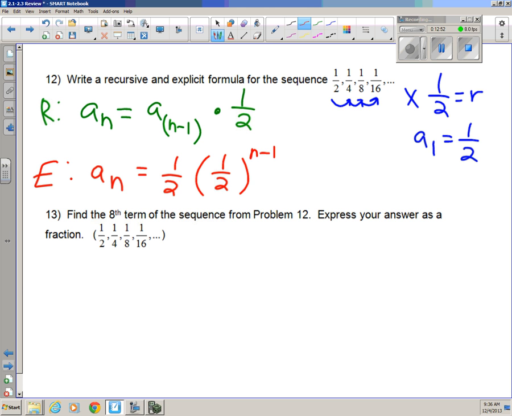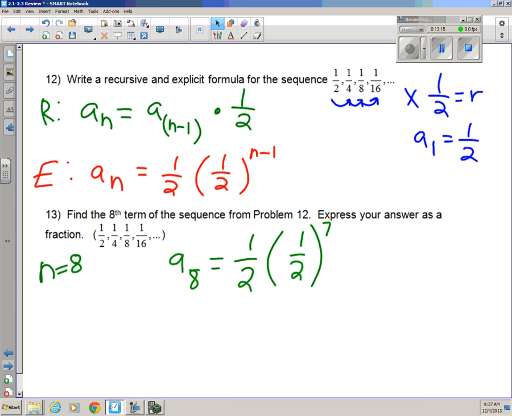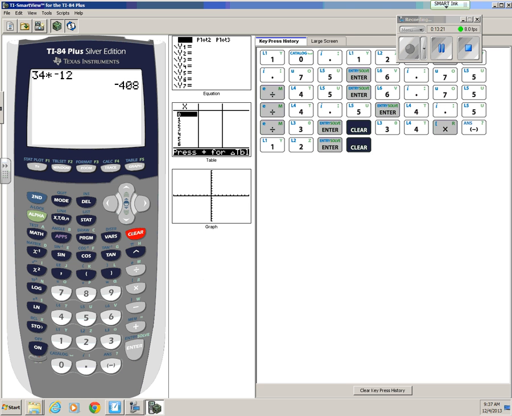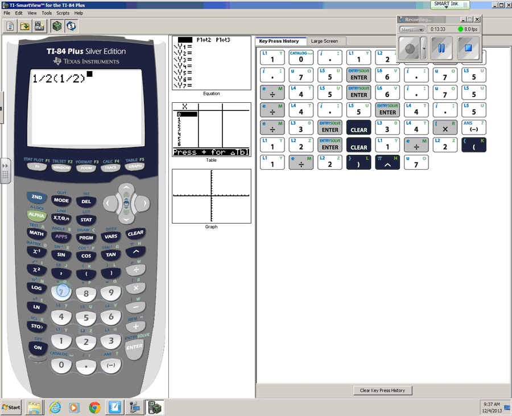So if you want to find the 8th term of the sequence from problem 12, and express our answer as a fraction, we say, okay, well, I want to find the 8th term. So my n happens to be 8. A sub 8 equals 1/2, first term, times common ratio, but I need 7 more of those. This one I will show you on the calculator, especially because I want you to have your answer as a fraction. So here, let me clear this. So we're saying first term is 1/2. I'm going to put parentheses because I'm going to multiply the first term by the common ratio, and I only needed 7 more of those.